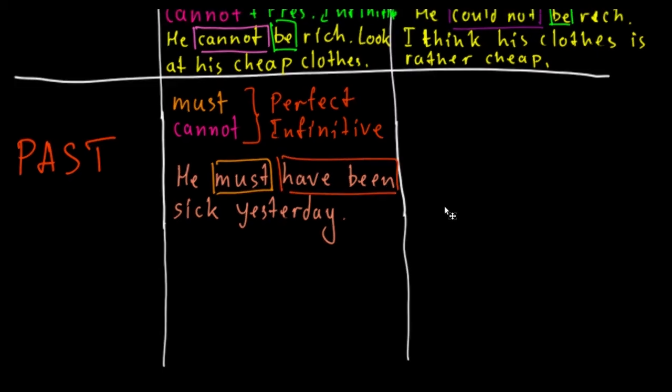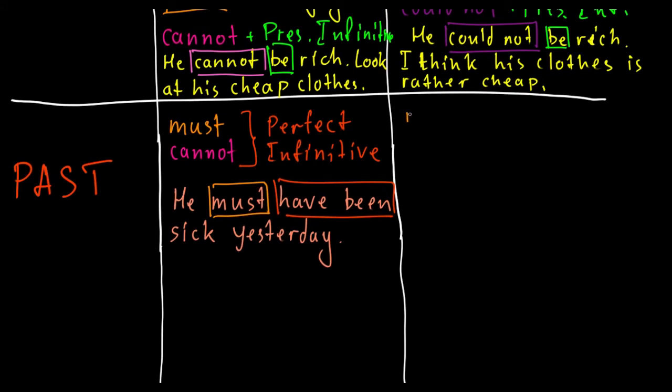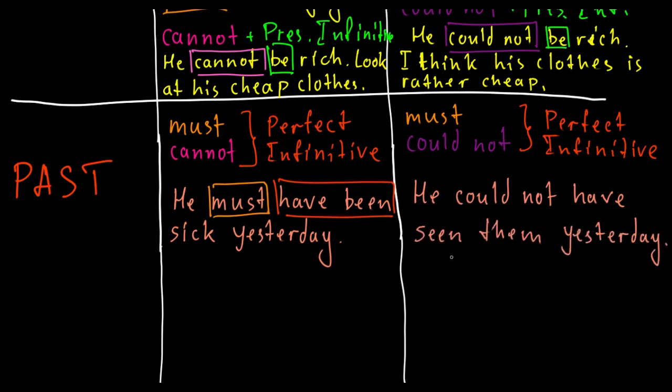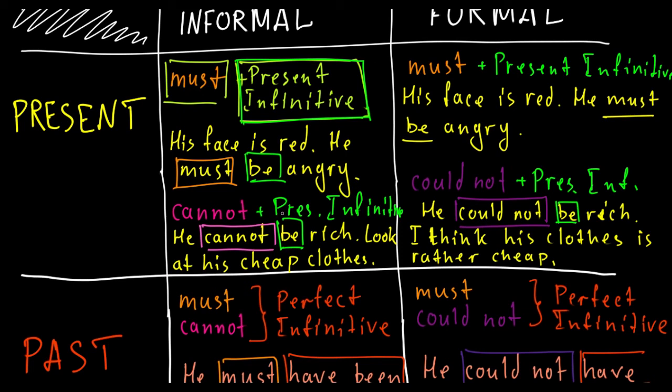What about more formal style? Just the same story. Again, must and couldn't or could not. It's better to say could not instead of can't, and of course plus perfect infinitive. For example, he could not have seen them yesterday. I don't express the reason here, just for being short. So here I have this could not, and here perfect infinitive. So basically here we have just three modal verbs: must, cannot, could not, and that's all. And of course let's not forget about infinitives.